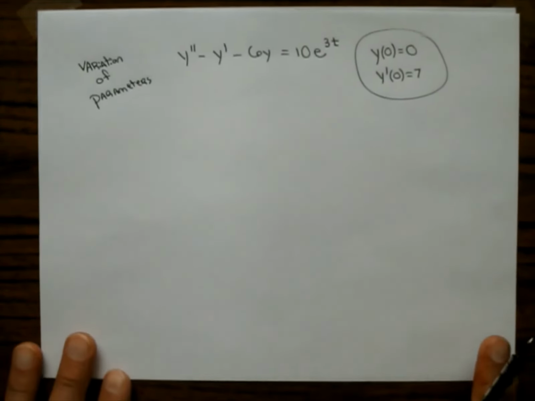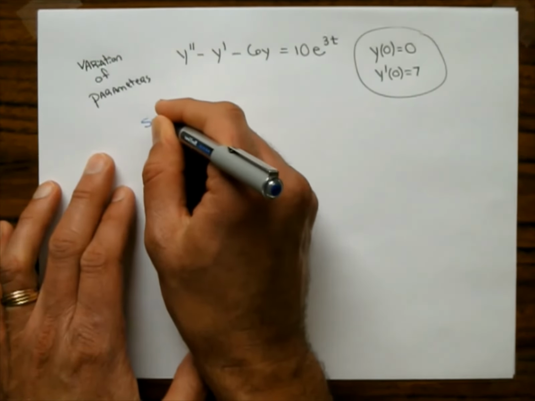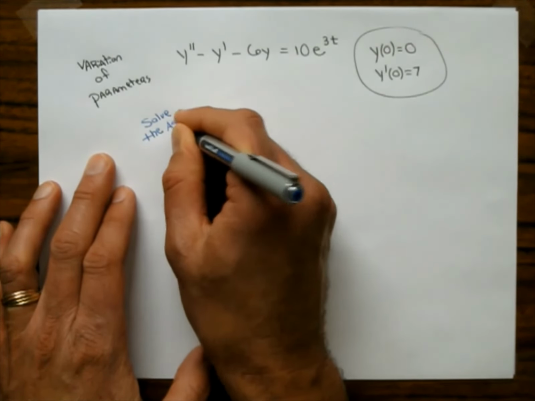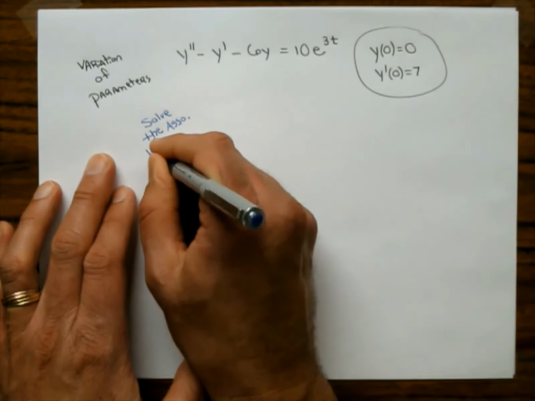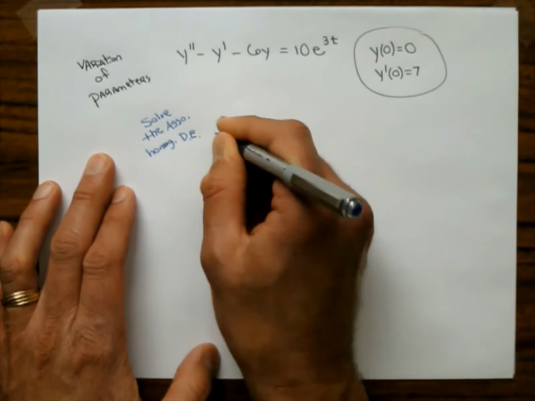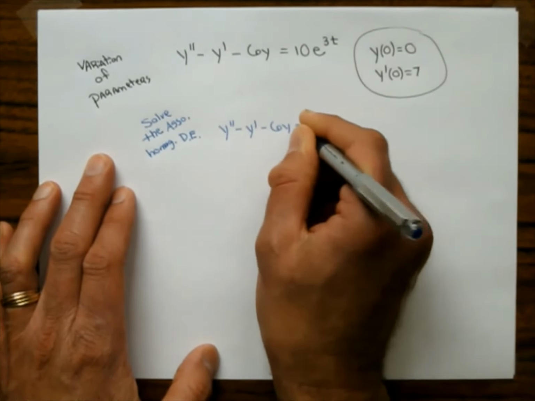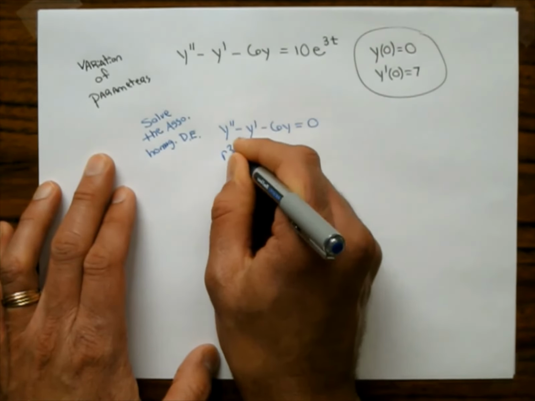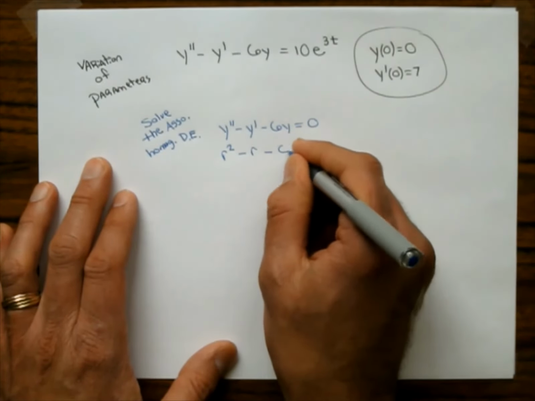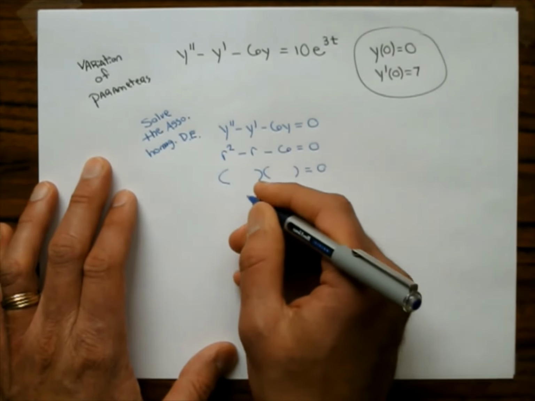And the first thing we want to do is solve the associated homogeneous differential equation, which is y double prime minus y prime minus 6y equals 0. And so this gives me r squared minus r minus 6 equals 0. And this looks familiar.